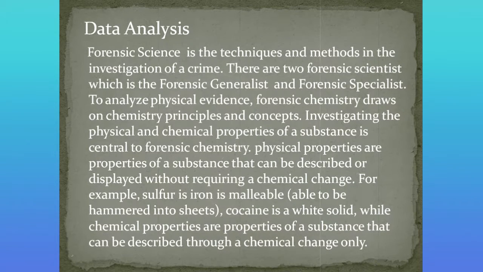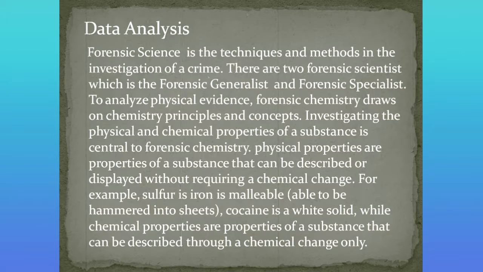Data analysis. Forensic science is the techniques and methods in the investigation of a crime. There are two types of forensic scientists: the forensic generalist and the forensic specialist. A forensic generalist is a forensic scientist familiar with most areas of forensic science and capable of analyzing most items of physical evidence, but not necessarily considered an expert in every area. A forensic specialist is a forensic scientist who has become an expert in one area of forensic science.